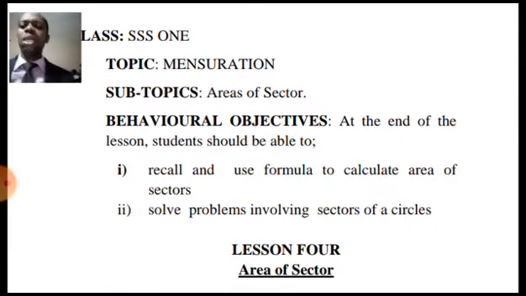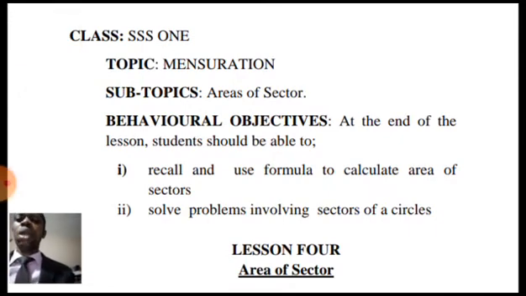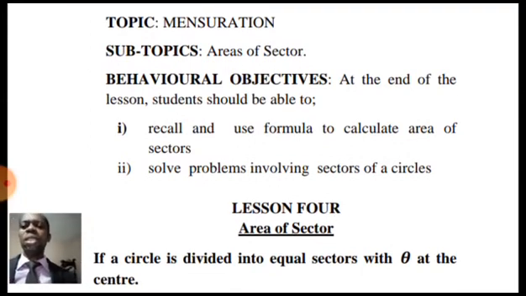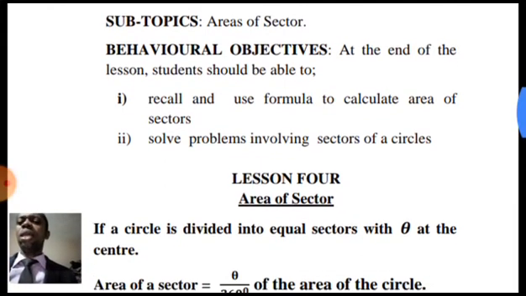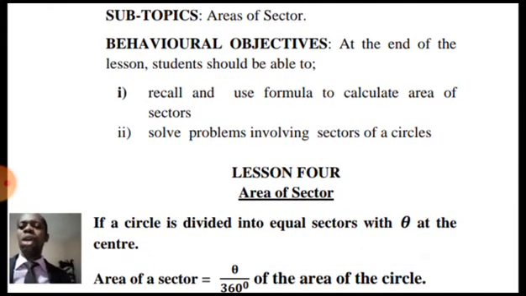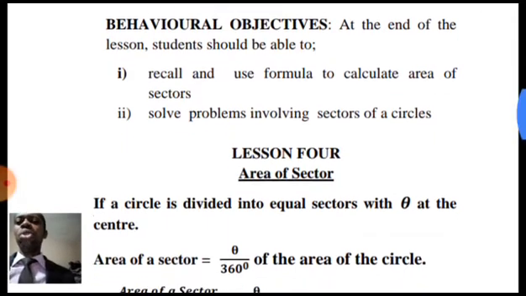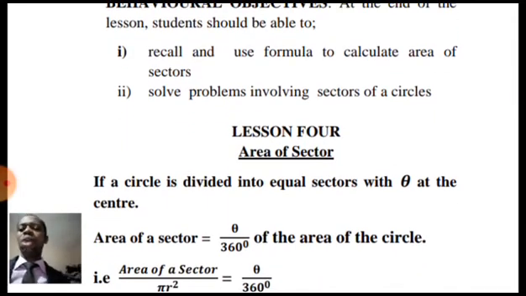Now let's look at the area of a sector. If we divide a circle into equal sectors with theta at the center, you will have area of a sector, which is theta over 360 of the area of the circle. So you divide both sides by the area of the circle, then you have area of a sector over pi r square is equal to theta over 360. Now you make area of a sector the subject of the formula by multiplying both sides by pi r square.